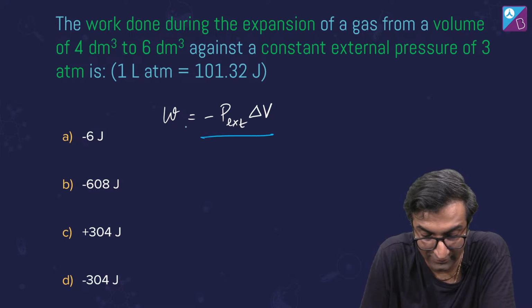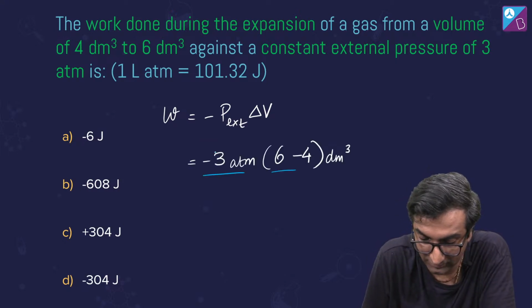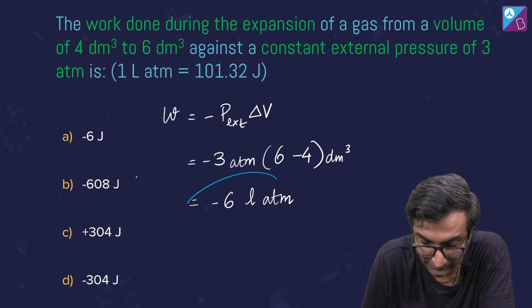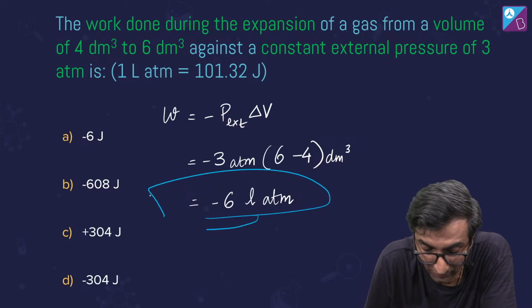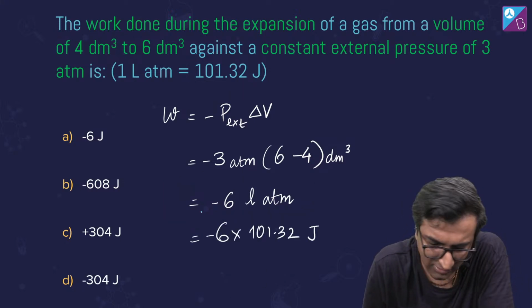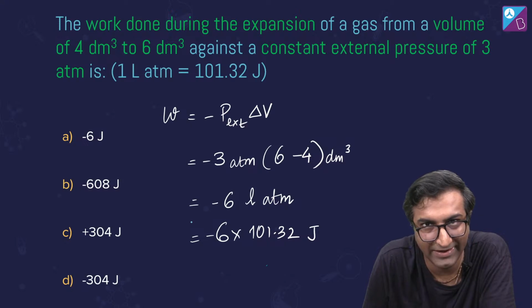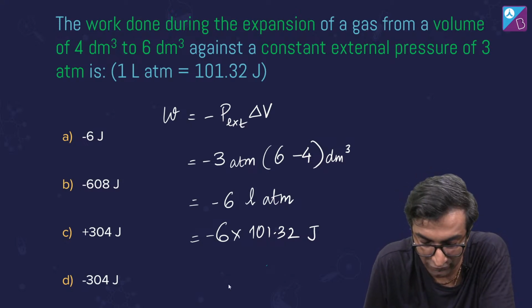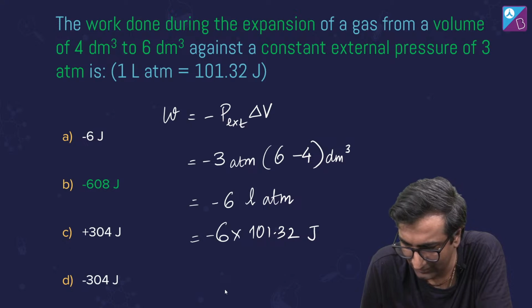व्हाट इज W? इट्स माइनस P टाइम्स P एक्सटर्नल टाइम्स डेल्टा V. एक्सटर्नल प्रेशर क्या है? 3 एटमॉस्फेयर. 6 minus 4 is 2. 2 into 3 is 6 liter atmosphere. After you get 6 liter atmosphere, you got to convert to joules. Okay, ये वाला मल्टीप्लाई करना है तो 606 हो जाएगा. If you do थोड़ा सा डिटेल में, 606 plus 1.8 तो 607.8, 607.8 approximately 608. ठीक है, this is answer to this one.